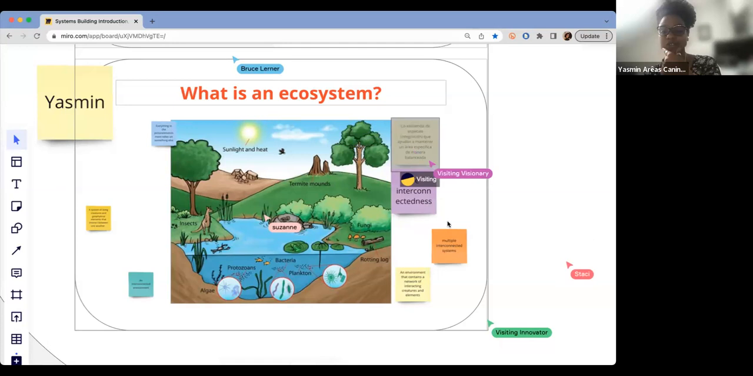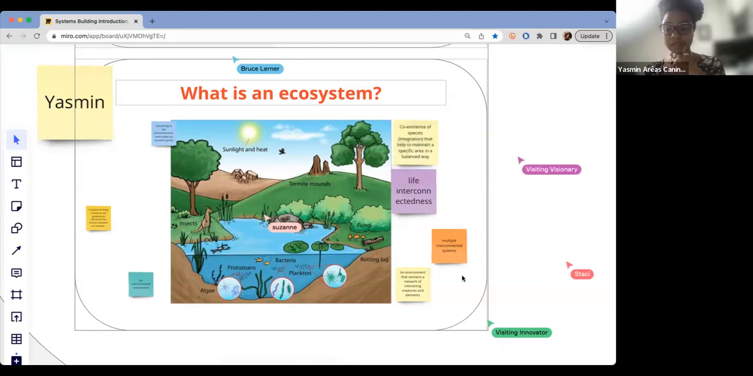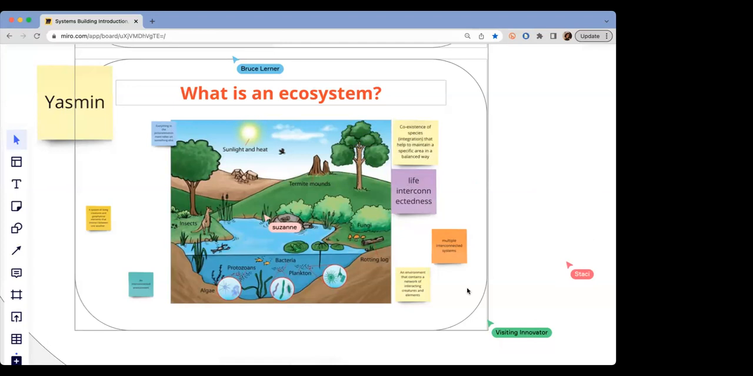Sorry. Yes, so make the interrelation between social, economical, and environmental aspects. Yeah, for sure.